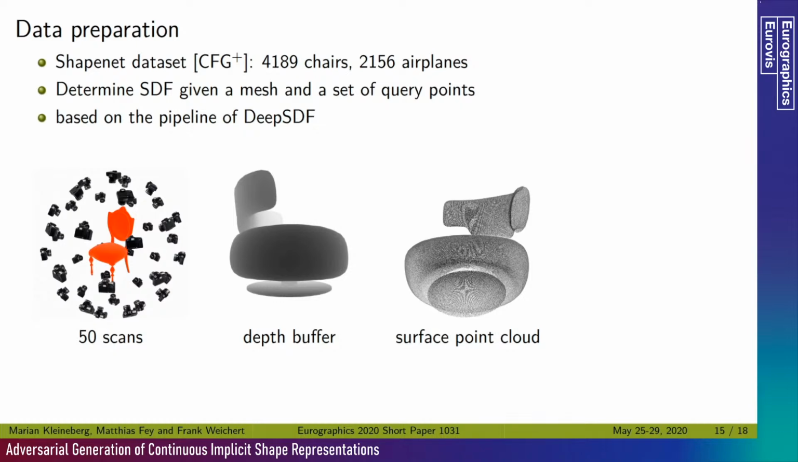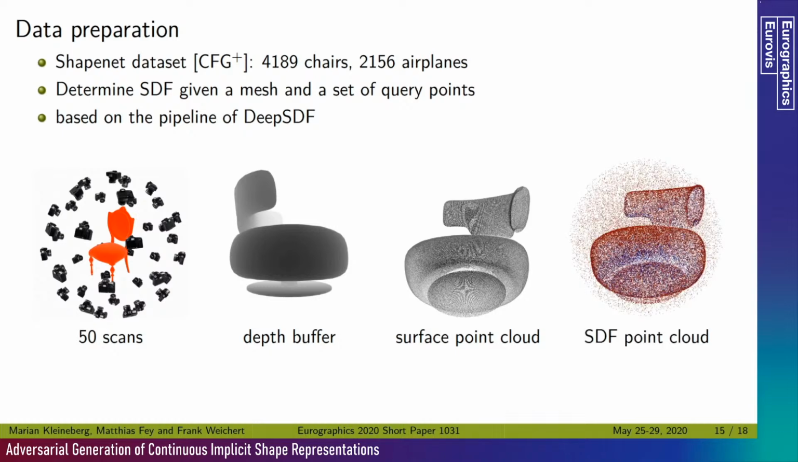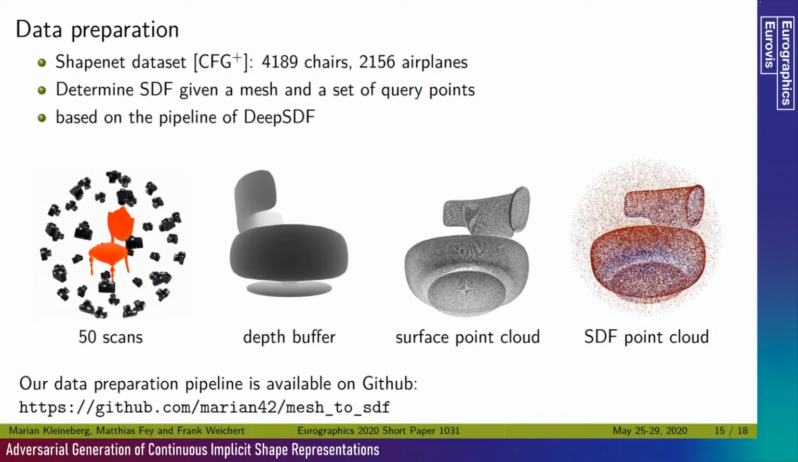For each query point, we then calculate the shortest distance to any surface point to determine the distance, and to determine if the point is inside or outside, which will give us the sign, we project the point back into the view space of each depth buffer and then check its z-value. If the z-value is smaller than the depth value at that pixel, we consider the point to be outside of the shape for this scan. And if it's outside of the object for any of the 50 scans, we consider the point to be outside of the shape and therefore positive. We also open source our data preparation pipeline on GitHub.